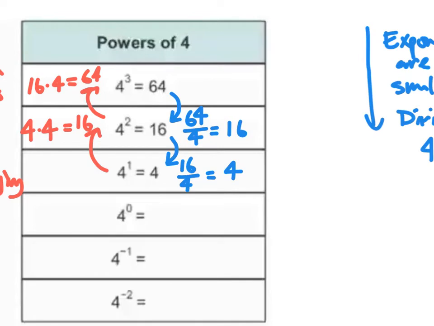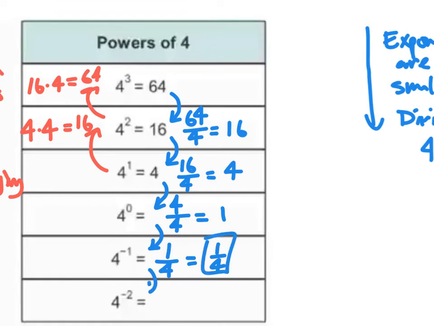Now here's the crazy part. We've got an exponent of 3, 2, 1. We're going to now explore what happens when I have 0, -1, and -2. So if I go from this step to this step, I'm doing 4 divided by 4, which gives me a value of 1. Now, to go from this step to this step, I take the 1 and divide it by 4, and that gives me a value of 1/4.